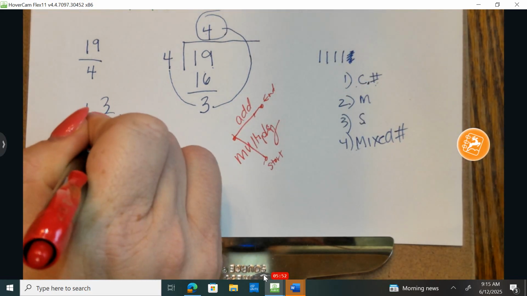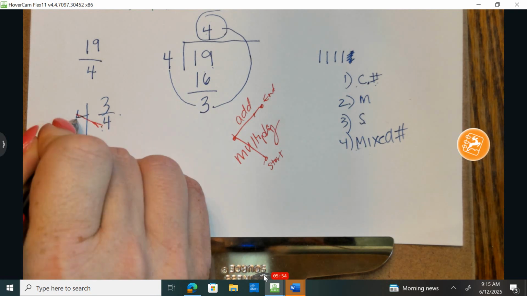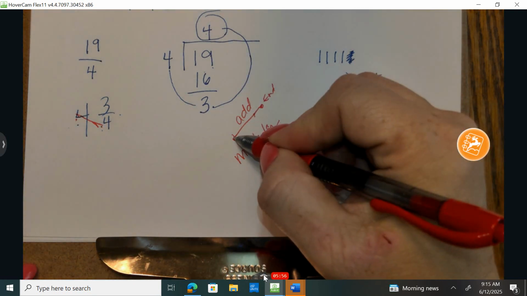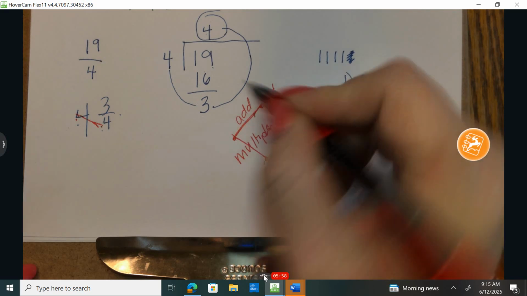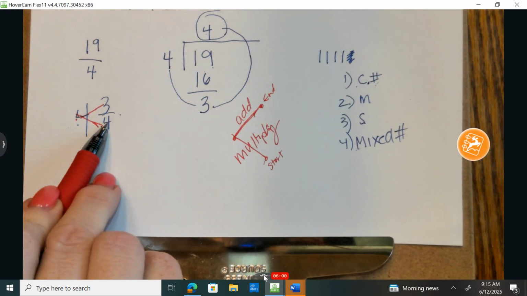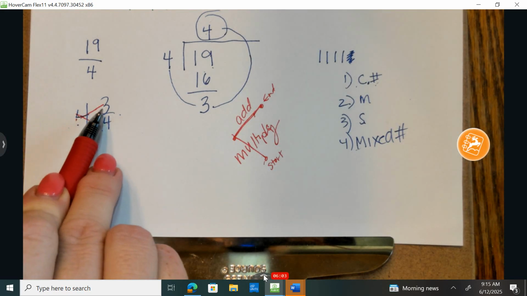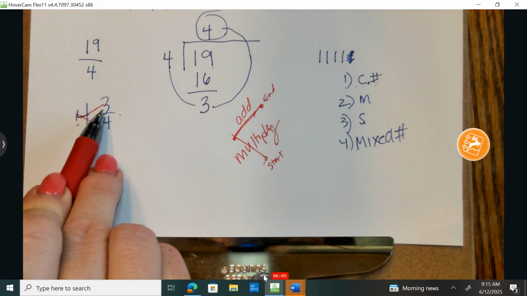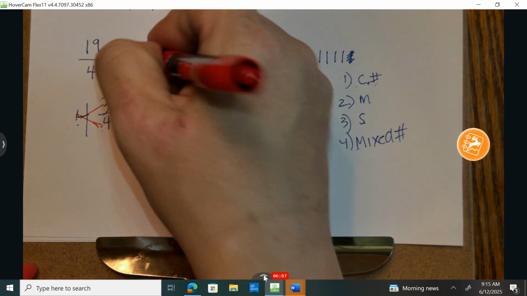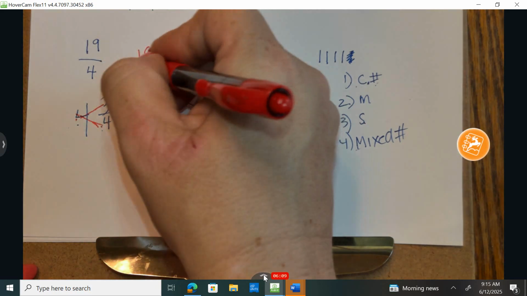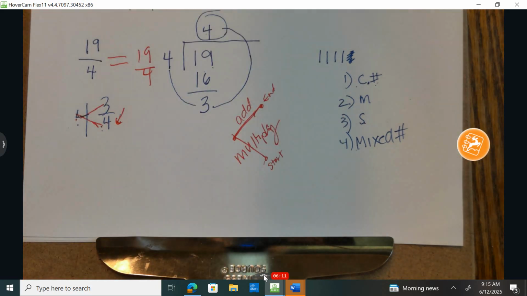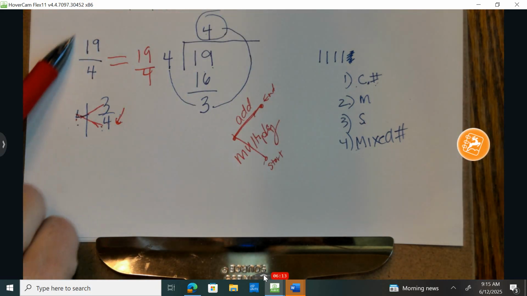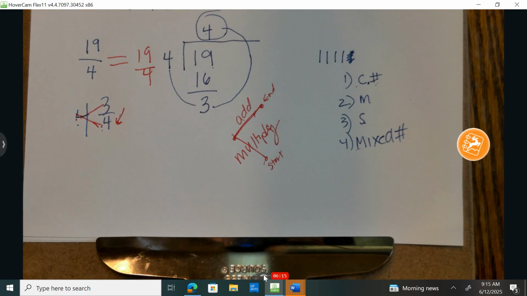Multiply here. 4 times 4. Well, 4 groups of 4 is 16. Now to that value of 16, I'm going to add whatever number is on top. So 4 times 4 is 16, plus 3 more. So 16, 17, 18, 19. Okay, I got 19. And I always write it underneath this bottom number. Look, they're equal. That means I correctly rewrote this improper fraction as a mixed number.